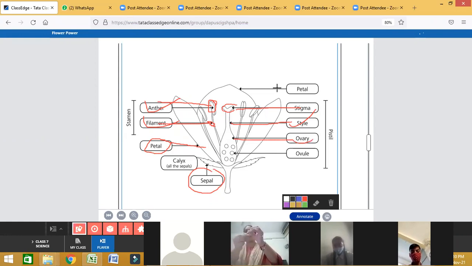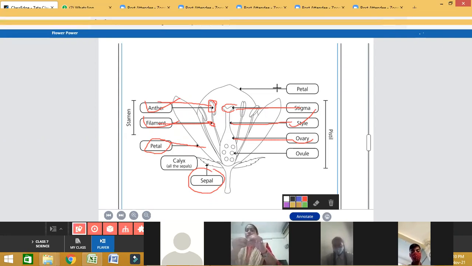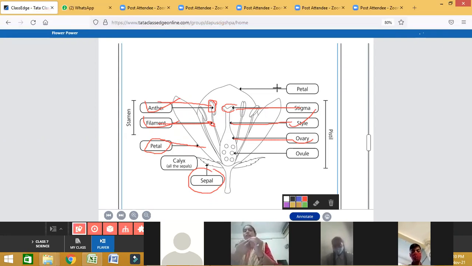And inside the ovary, when you remove the outer layer of the ovary, then what do you get? Ovules are there. So this is the ovule, and this ovule will change into the seeds, and this ovary into the pulp. Okay. So this is the structure of the flower.